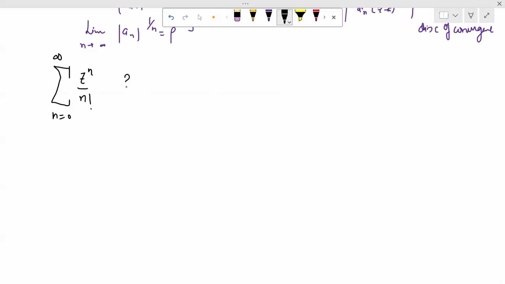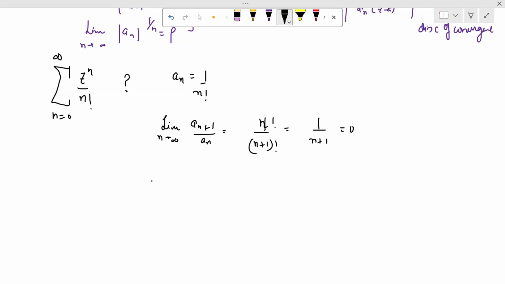So how to go about this? Clearly, your a_n here is 1 upon n factorial. Let us first find the limit as n tends to infinity of a_{n+1} upon a_n. What would be a_{n+1} upon a_n? This will be equal to 1 upon (n+1) factorial, and here you will get n factorial. Is that clear? So you will get 1 upon n plus 1, which certainly tends to 0.